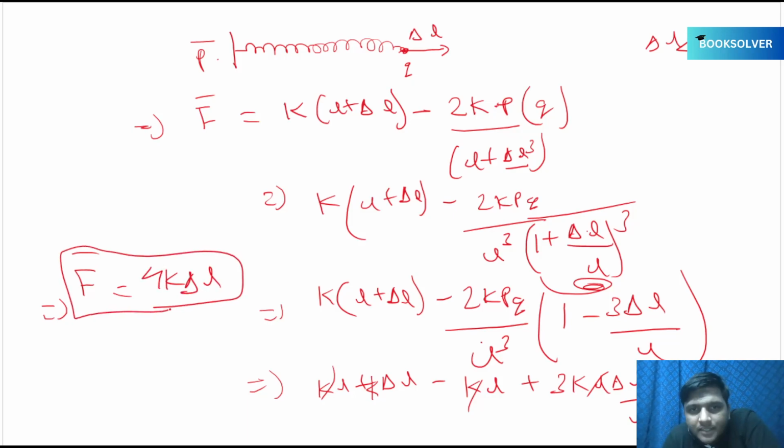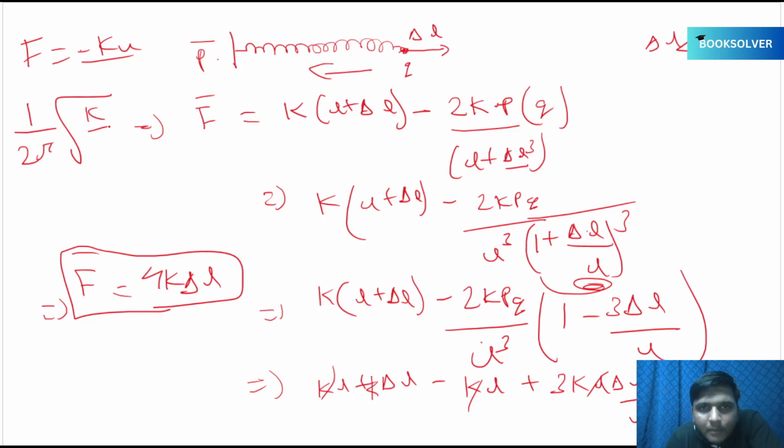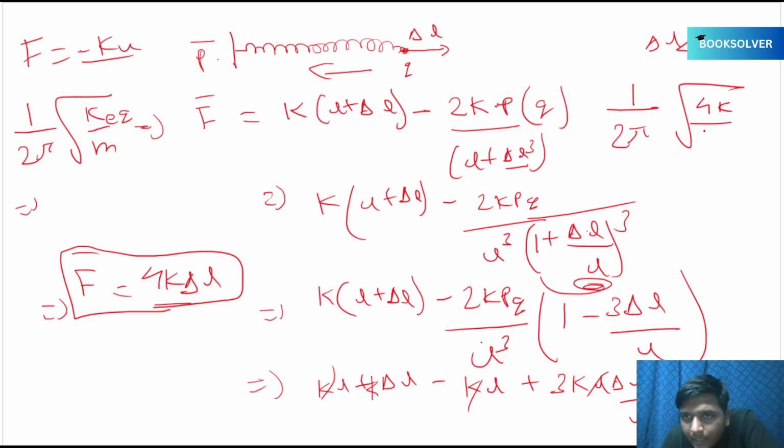I hope you have seen these equations before: whenever it is in the form F equal to Kx or minus Kx, there's nothing to mention about the minus, because here we are considering the attraction force. So what is the frequency? It is 1 by 2 pi root under K by M, where we have to take the equivalent K. The equivalent K here is 4K. So the net frequency is 1 by 2 pi root under 4K by M. If we take 2 outside, we get 1 by pi root under K by M.